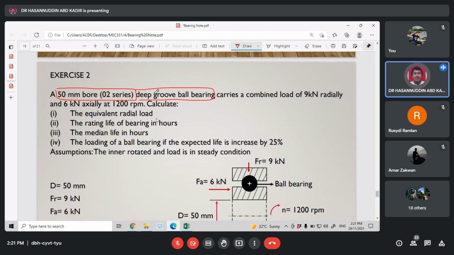We can go for table 3.1, the section for the deep groove, focus on 50 mm, then we can get the value of C. Okay, this one carries a combined load: 9 kN radially. Since there are two loads, it is a bit heavier: 6 kN axially, and then they have 90 kN radial.